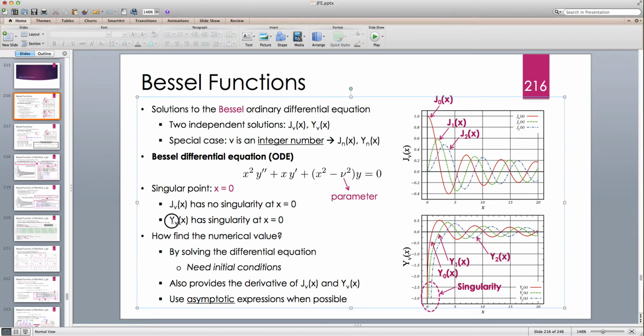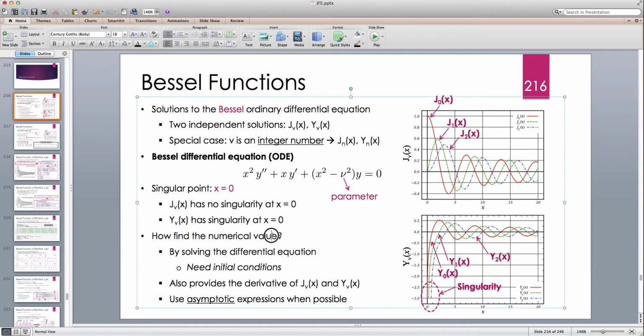But Y nu, the Neumann function or the Bessel function of the second kind, they all have a singularity at x equals 0. The singularity brings them to minus infinity. So this is Y0, again, it starts from minus infinity, and then we get oscillation, and the amplitude of the oscillations after getting away from the singularity is 1 over square root of x, and the phase is sine or cosine. So Y0, Y1, Y2, etc.